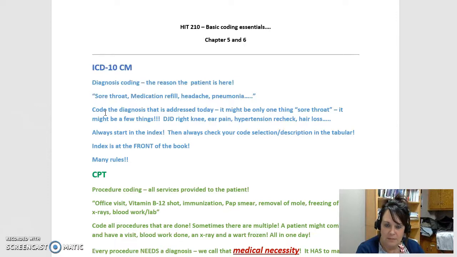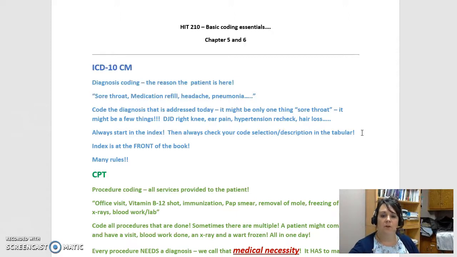When you're coding diagnosis, or diagnosis coding or diagnoses is the plural, always start in the index. In ICD-10, the index is at the front of the book. We start at the front of the book. We find our diagnosis. Remember, it's alphabetical, much like a dictionary. And then we go back to the tabular to find our code and read through that code description. Always check your code selection or code description in the tabular to make sure it's really the one that you want. Remember, we always code to the highest specificity.